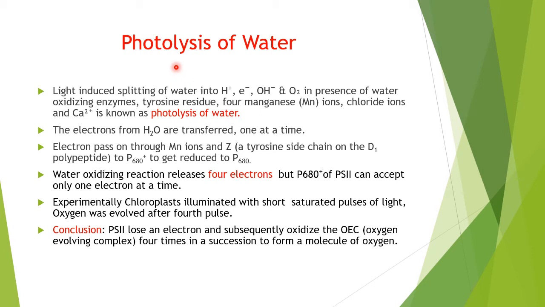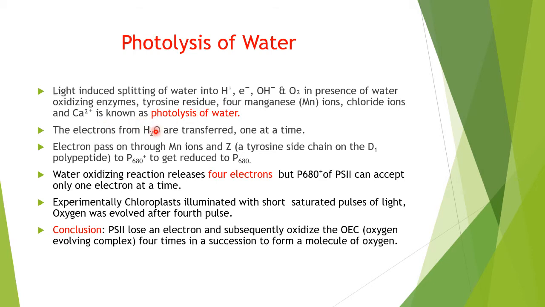So what we mean by the photolysis of water, literally it means the lysis of water in the presence of light, breakdown of water in the presence of light, oxidation of water in the presence of light. So light induced splitting of water into protons, electrons, hydroxyl and oxygen in the presence of a water oxidizing enzyme, tyrosine residue, 4 manganese ions, chloride ions and calcium is known as photolysis of water. This is the definition of the photolysis of water.